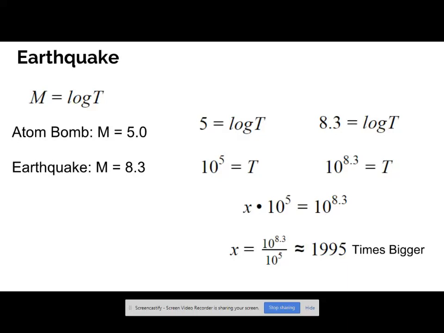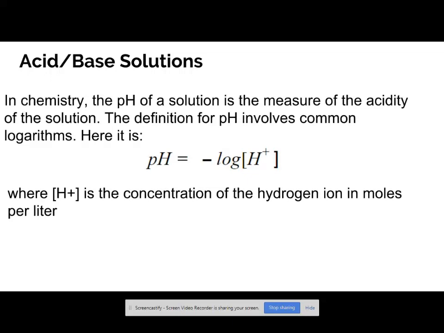So the atomic bomb test was much, much smaller, not just 3.3 smaller, comparing 5 to 8.3, but almost 2,000 times smaller. The earthquake in San Francisco was almost 2,000 times bigger than the shock wave that was produced by the atomic bomb. So to compare these, we have to use that formula to get the shock wave by itself, and then we can compare those shock waves by division. So that's one way that logarithms are used commonly.